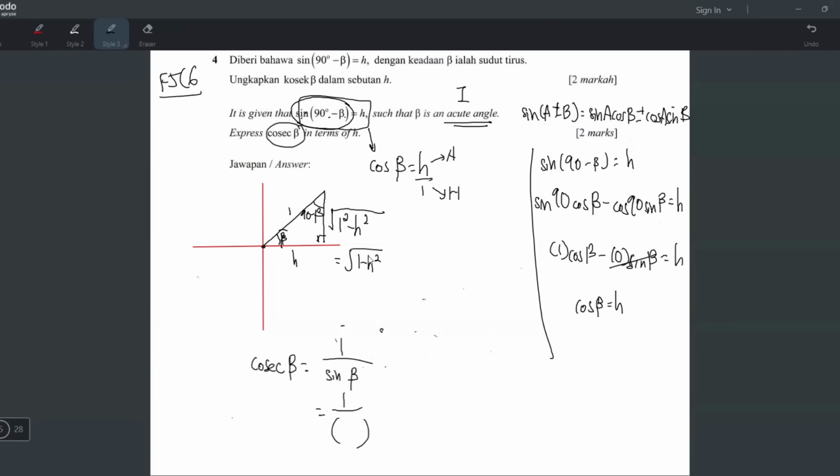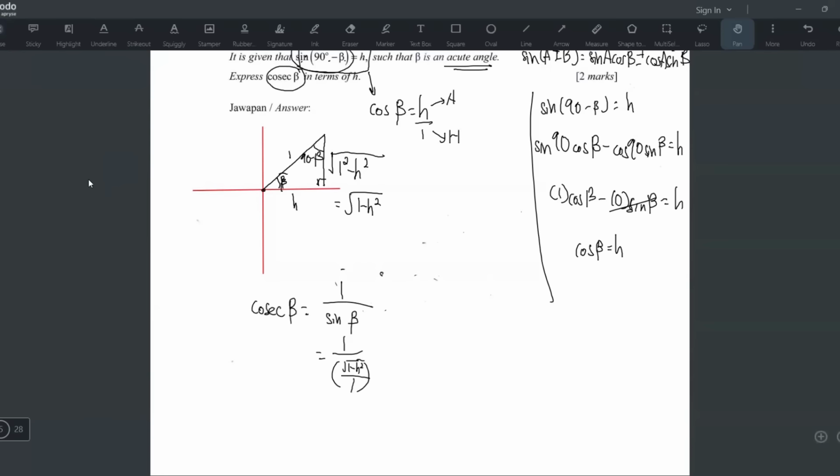So the opposite is square root of 1 minus h squared. But you have to leave some space here because later you have to check positive or negative. And then over the hypotenuse of the right angle, which is 1. Okay, you have to check whether positive or negative. Sine in the first quadrant is positive. Yeah, first quadrant is definitely positive.